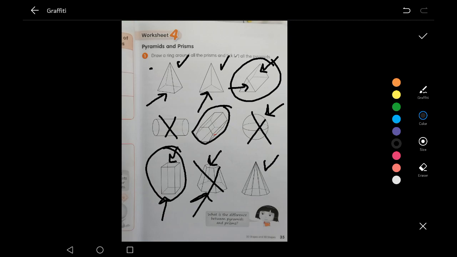So we solved question number 1, page 35, and we now know how to differentiate between prisms and pyramids. Now question number 2, page 36, is your homework for today.